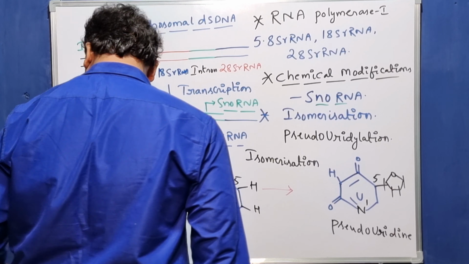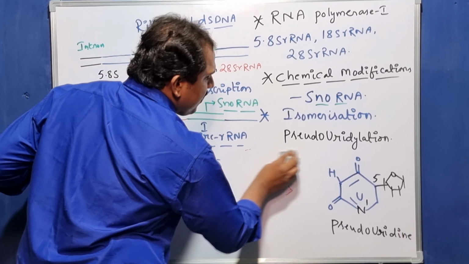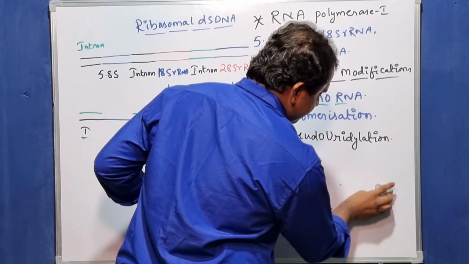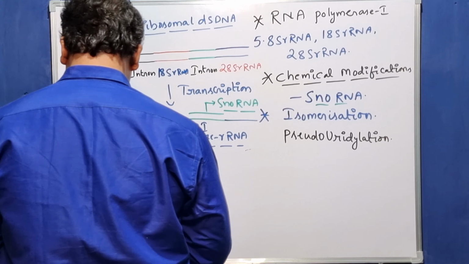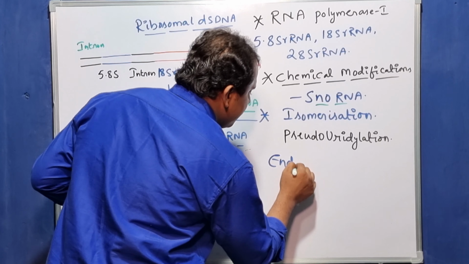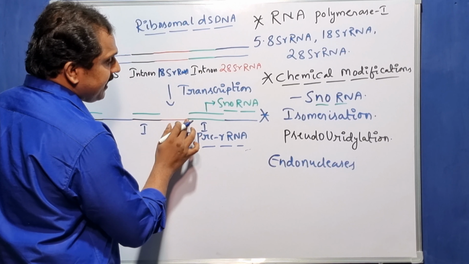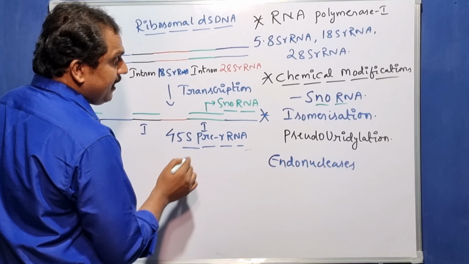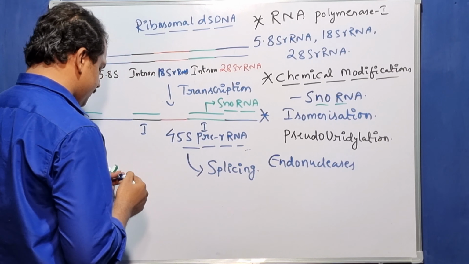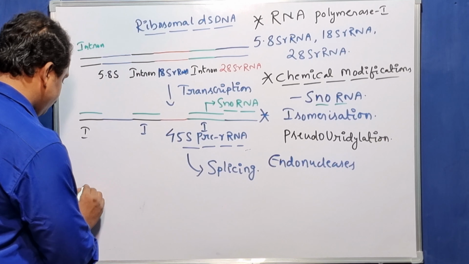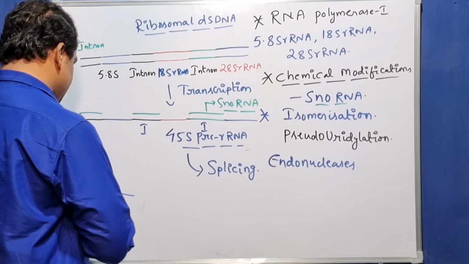So let me write it here. In the presence of endonucleases, the specific introns which had undergone certain chemical modifications by taking advantage of snoRNA undergo successful splicing. So let me erase the thing here.